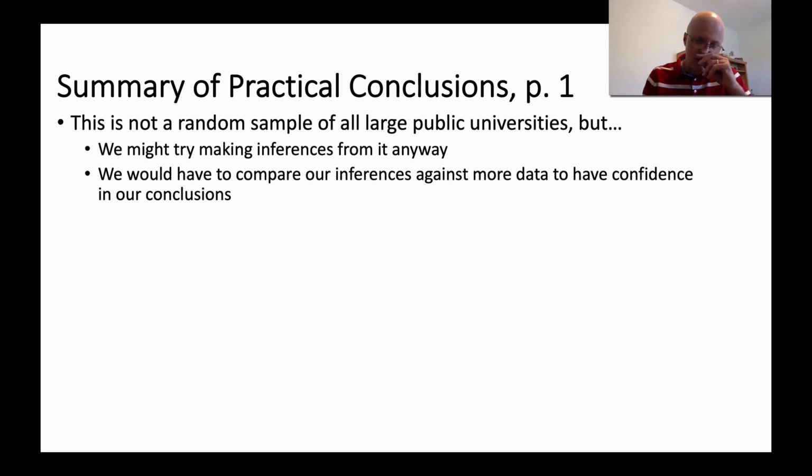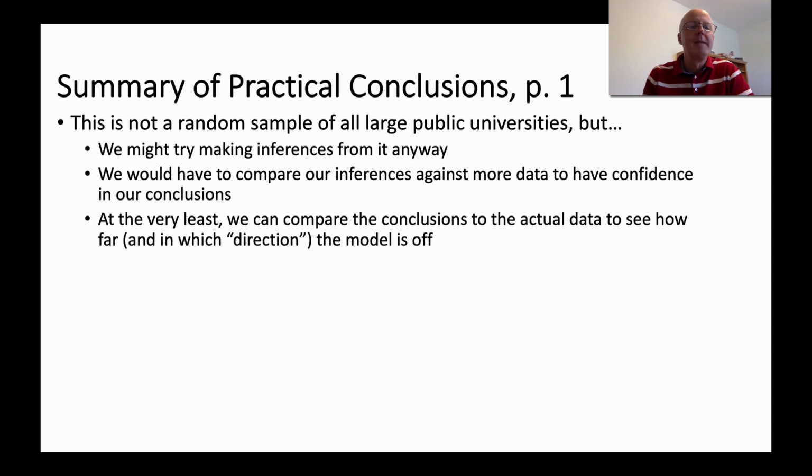And more ideally, if you were really trying to make wider inferences about, say, all colleges and universities in America, you'd want a true random sample. At the very least, we can go ahead and do the calculations and compare the conclusions to the actual data from the wider population to see how far off in which direction, too high or too low, the model might be off. All right, let's get into interpretations of the various calculations.